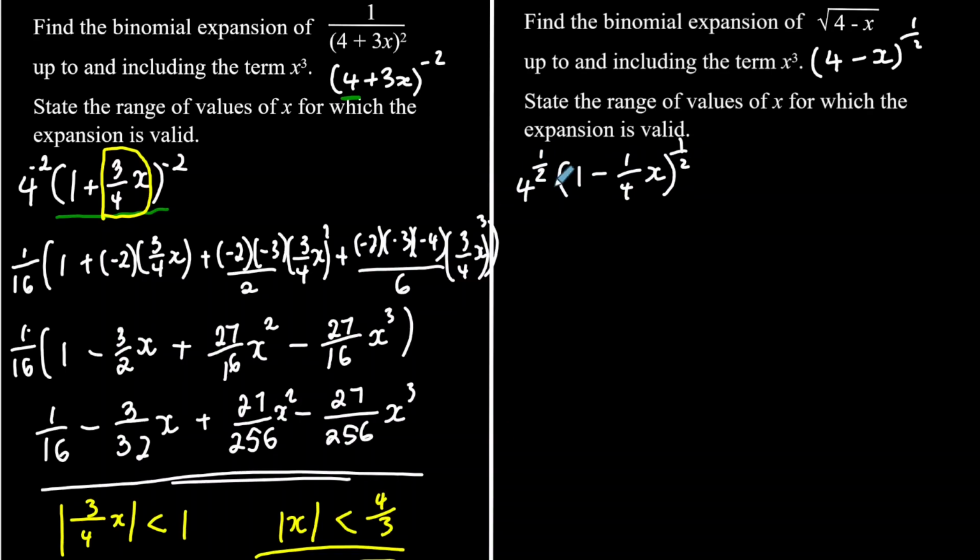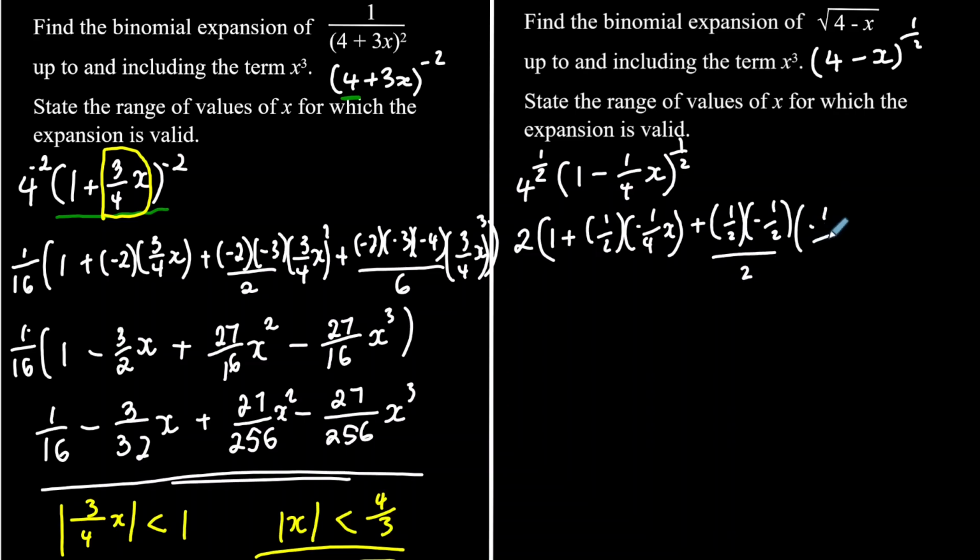4 to the power of a half is 2. And then we're just going to do this expansion. So 1 plus n times x, plus n times n minus 1 over 2 x squared, plus n times n minus 1 times n minus 2 over 6 x cubed.